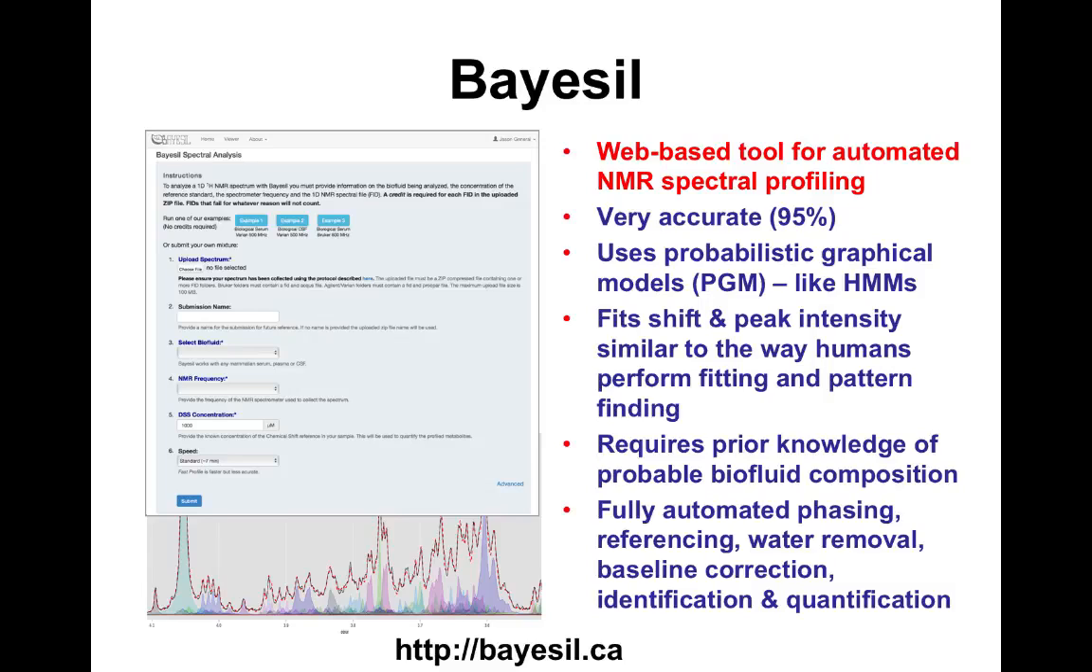In order for it to work, just like with Alexa or Siri or Google Home, it has to know that you're speaking English, or in this case, you need to tell it what biofluid you're working with. If you tell it that you're analyzing blood when you're actually analyzing urine, it'll do very badly because you've told it the wrong information. So it needs to know what the biofluid is. But once that's given, it'll do automatic phasing, automatic chemical shift referencing, automatic water removal and baseline correction, and then it'll do all the automatic identification and quantification.